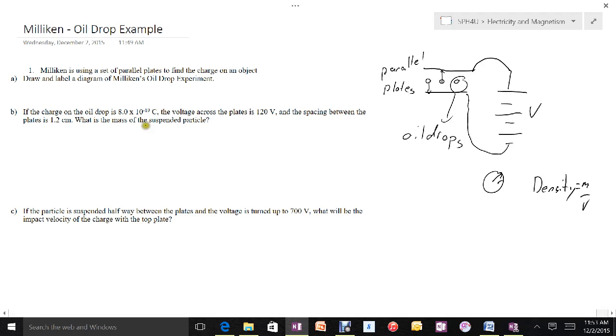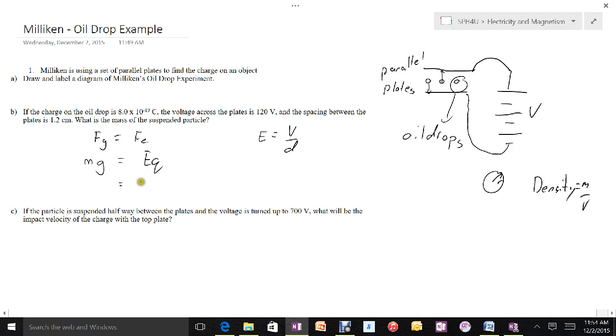suspended particle? What we have to recognize here is if this particle is suspended, then the force of gravity must be equal to the electric force. That's based on Newton's first law. We're assuming the experiment was done on the surface of the Earth, so we can use the simplified formula for the force of gravity, mg. And for the electric force, we're going to use the idea of the electric field, EQ, and since the electric field between two parallel plates is constant, we can derive this equation, E equals V over D, and that'll be in a different video.